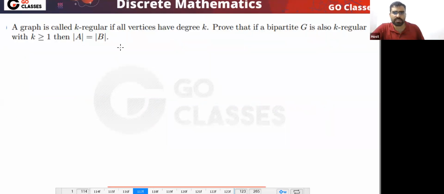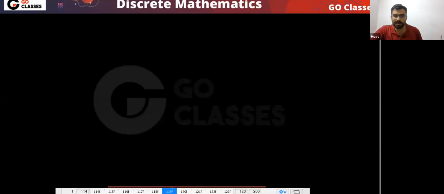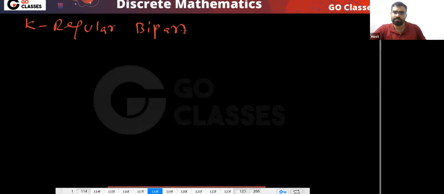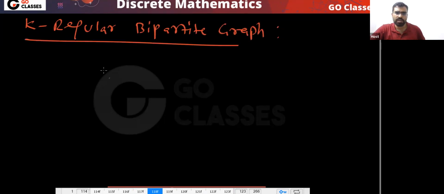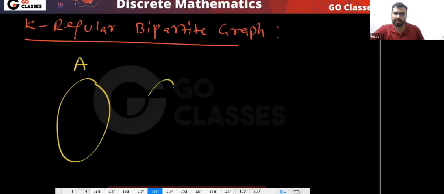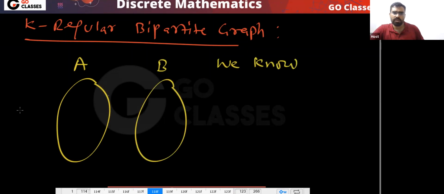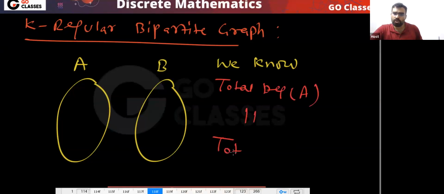and this is another question. K regular bipartite. If a bipartite graph is K regular, then what can you say? Like you have a K regular bipartite graph. Then what can you say, tell me? So let's assume these are your parts. This is your part A, this is your part B. We already know that total degree of A will be equal to total degree of B.